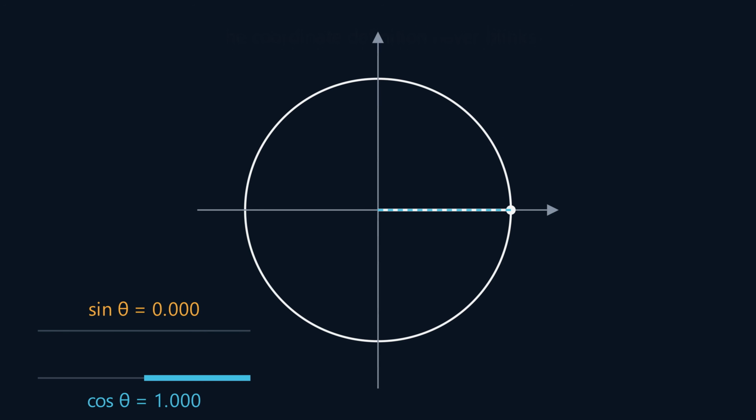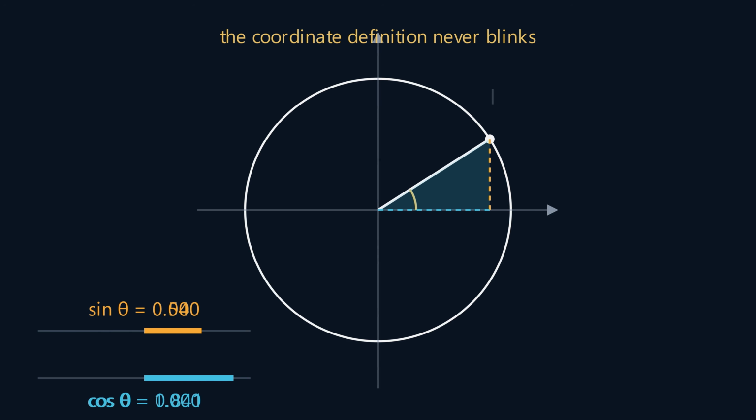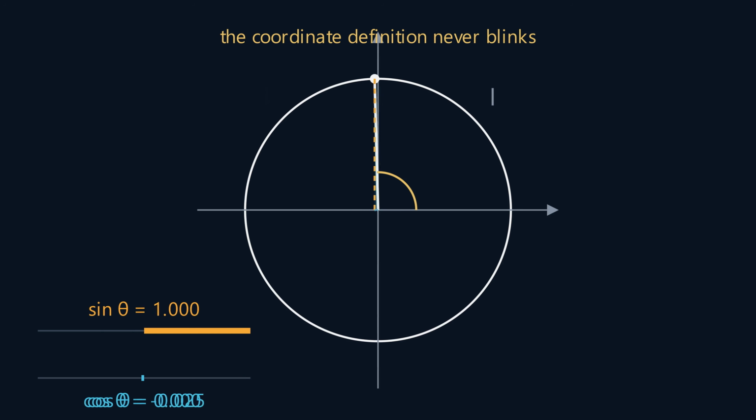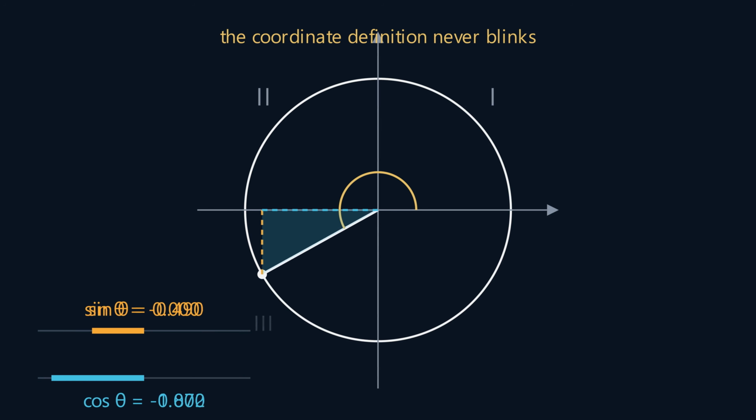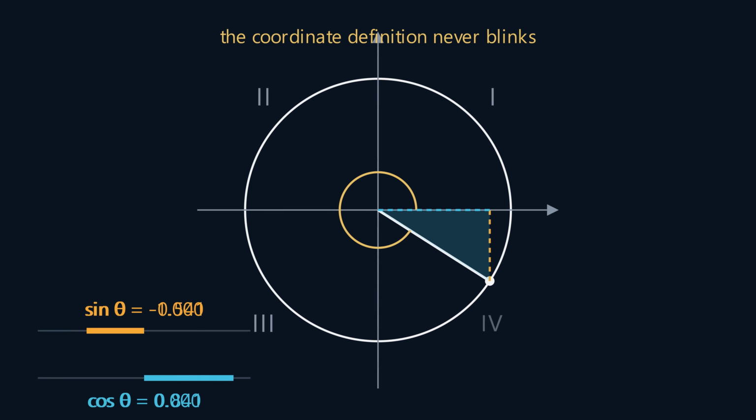Now let the angle keep going. Past 90 degrees, into the top left. Past 180, along the bottom. Past 270, and back around to the start. The triangle definition died at 90 degrees. The coordinate definition never even blinks.